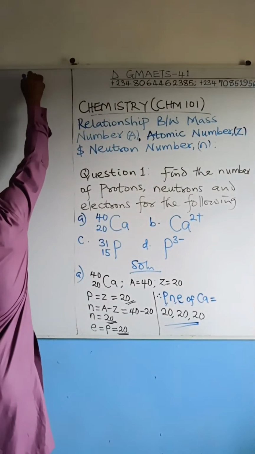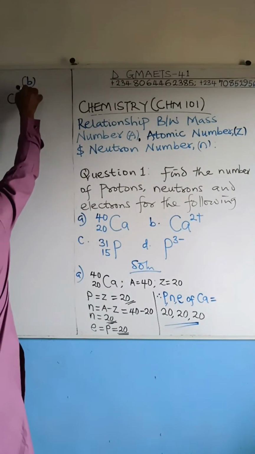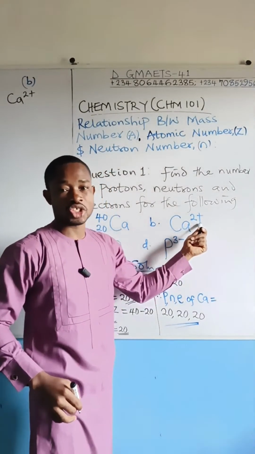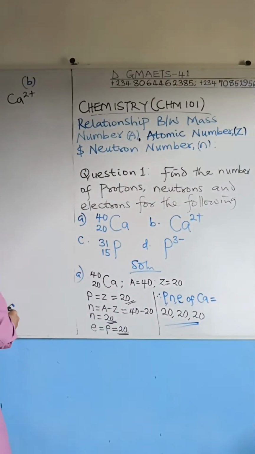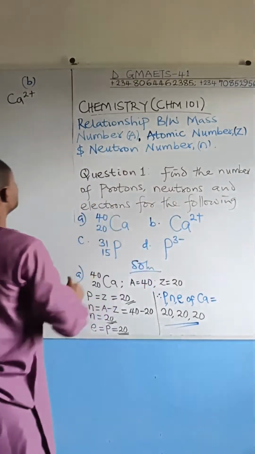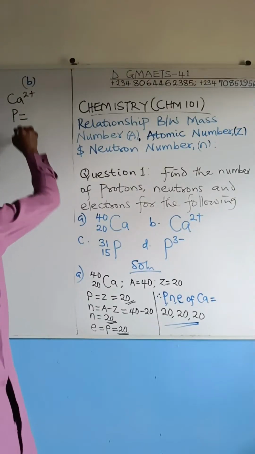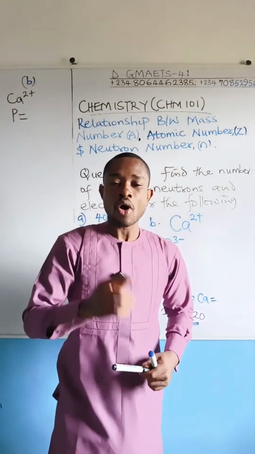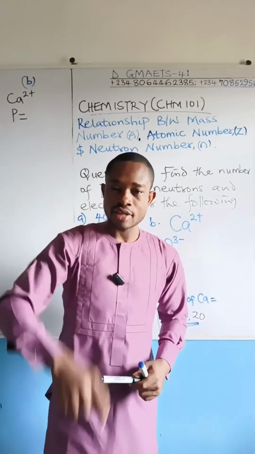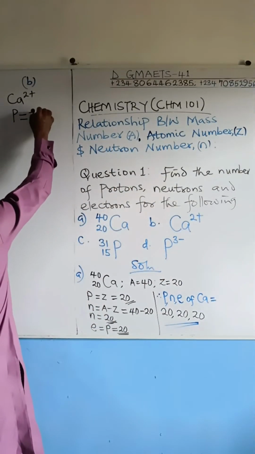B part, we are solving for calcium ion. How do we know that this is calcium ion? You can see the ionic charge. So for calcium ion, we want to find the number of protons, neutrons, and electrons. How do we approach it? It is simple. Going for the number of protons, remember, for an ion, the proton number is still the same as the atomic number. Calcium is atomic number 20. So proton number will be equal to atomic number, which is 20.